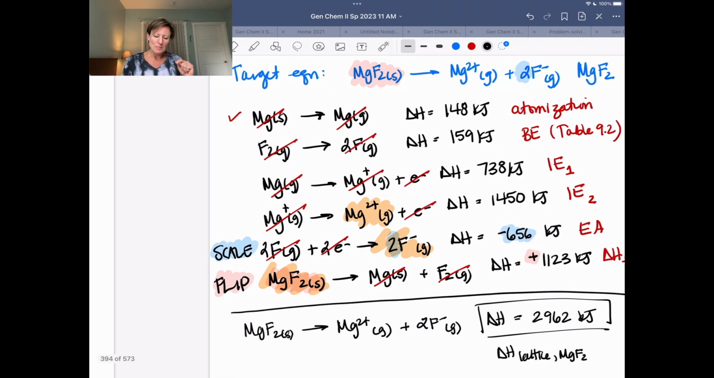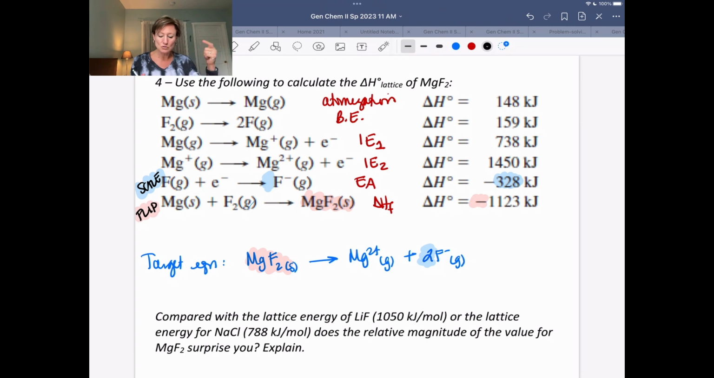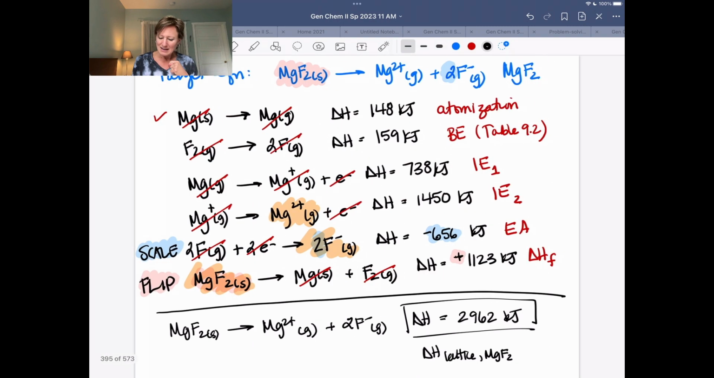And if we think about this, maybe we didn't see it on this last slide, it asked us, once we calculate that, to compare it to the lattice energy of lithium fluoride, which is 1050, and sodium chloride, which is 788, and see if it makes sense that it's larger. Well, it should. Remember, when we learned about lattice energy, and you had to rank lattice energies, the stronger the attraction for those ions, the higher the lattice energy. So when we have something that's a +2 charge with fluorine as fluoride, that's going to be a larger lattice energy, and so we'd expect this to be larger.